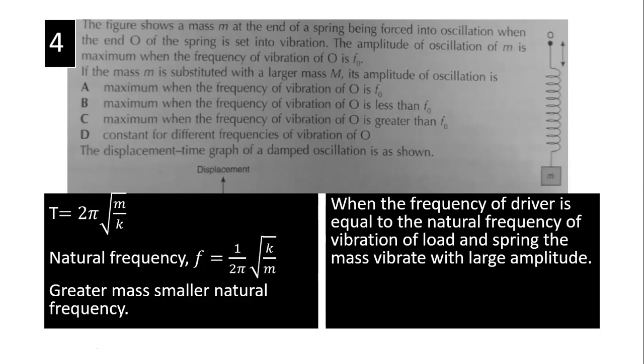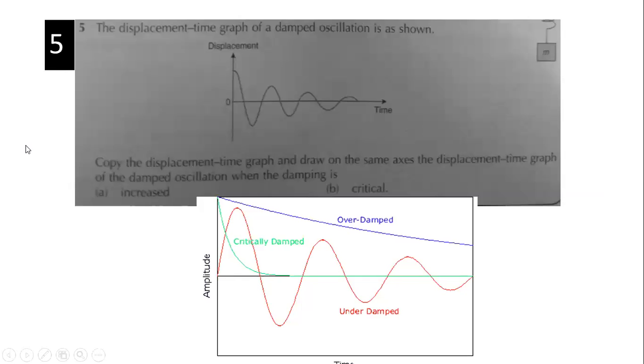So when the frequency of the driver equals the natural frequency of the vibration of the load and spring, the mass vibrates with large amplitude. The answer is B. Okay. Anything that I didn't explain clearly? Okay, no problem. Then we go to the next one.